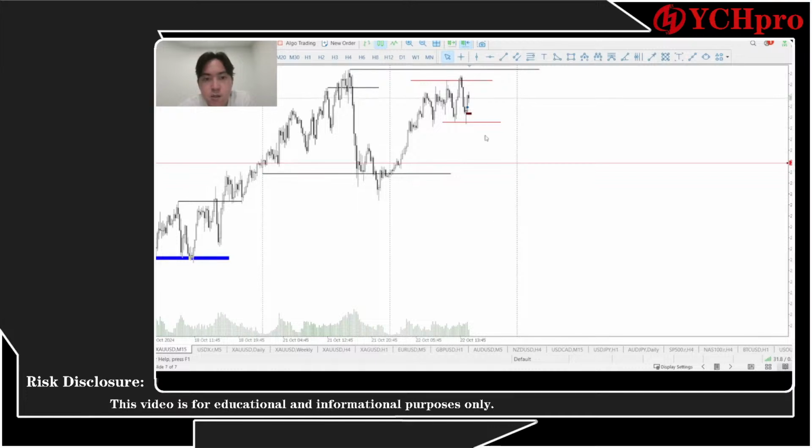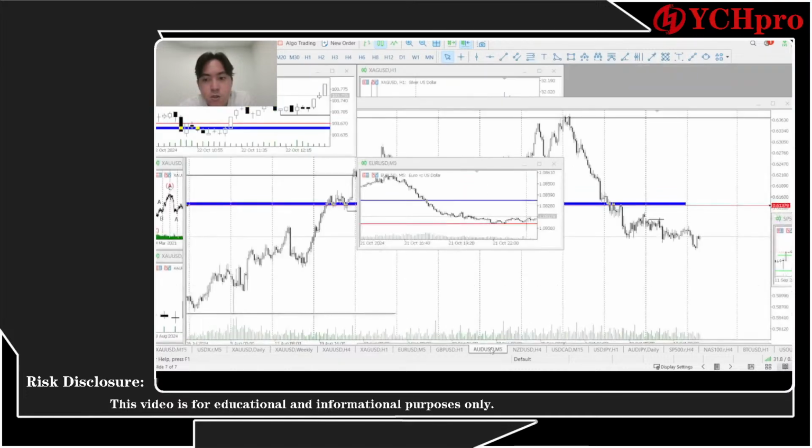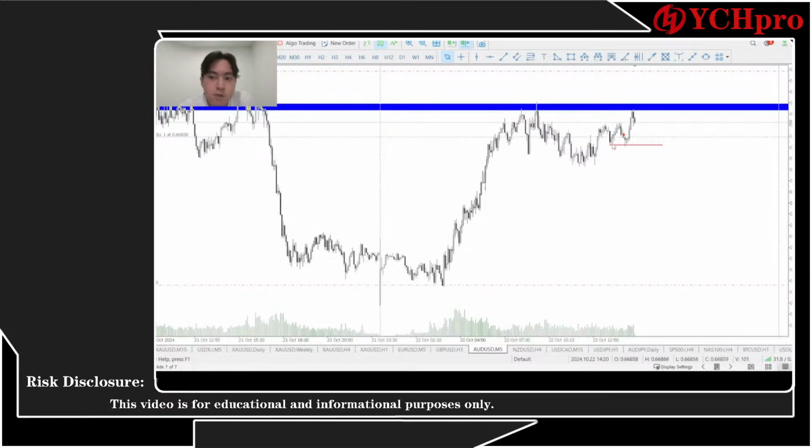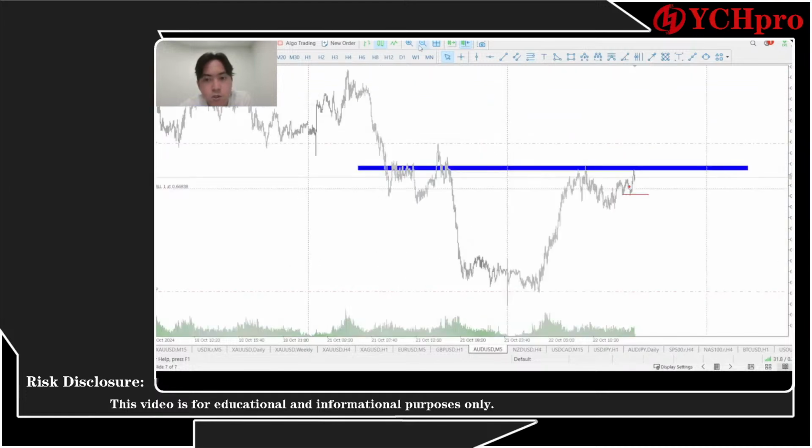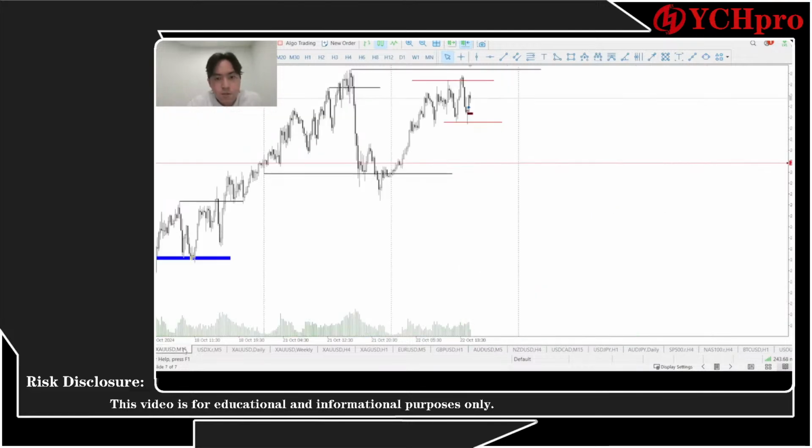Let's see. If the price does really break through this area, then I'm thinking that this might be a really good place to do shorts. But if the price does really break through, then I'm thinking that I might be on the wrong side. So let's see how it happens, because I'm thinking that it's actually achievable.